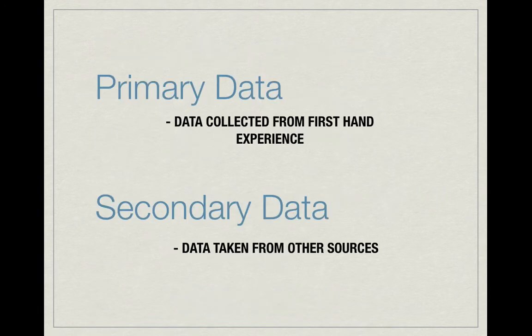First of all, let's look at the difference between primary and secondary data. We are going to be collecting surveys, gathering data ourselves, so that's an example of primary data. Secondary data is when we take data from other sources.